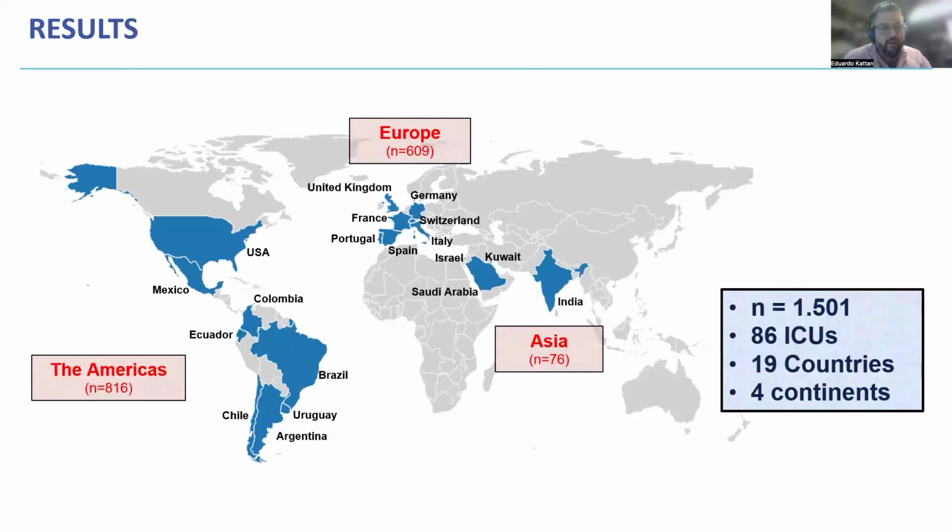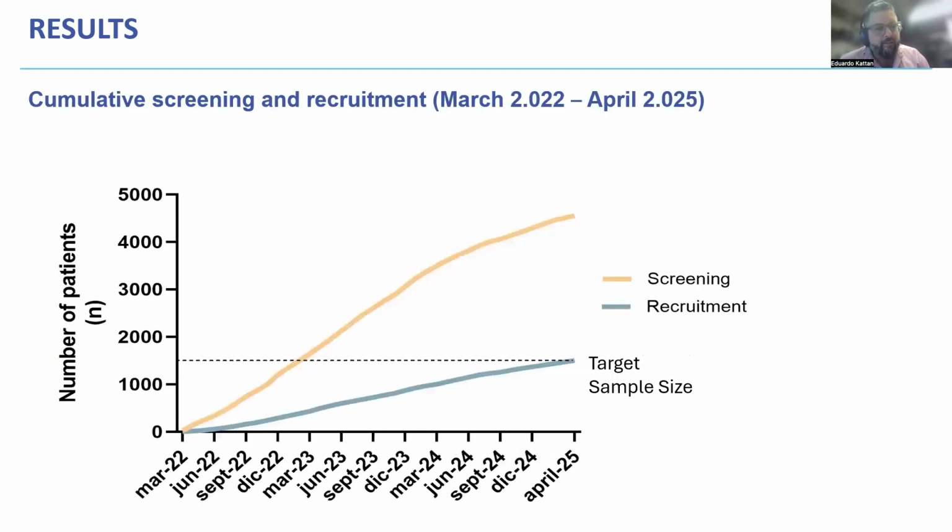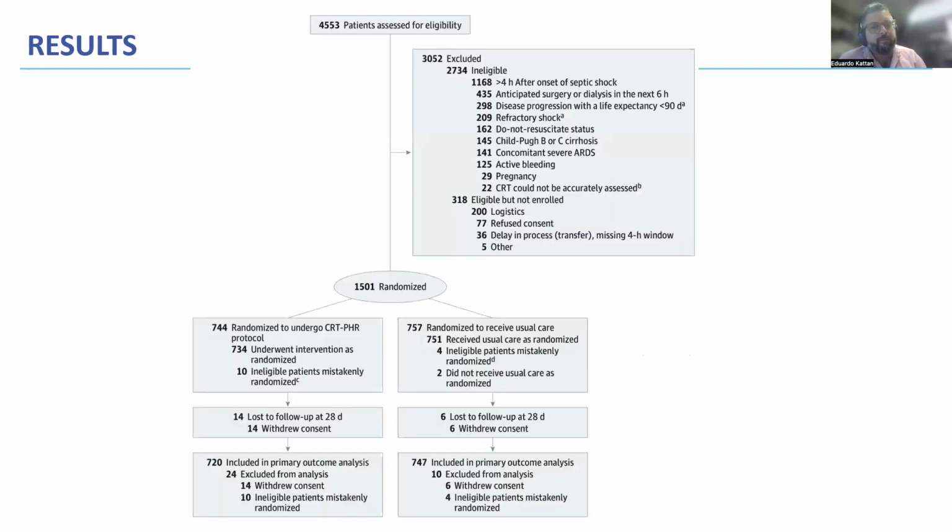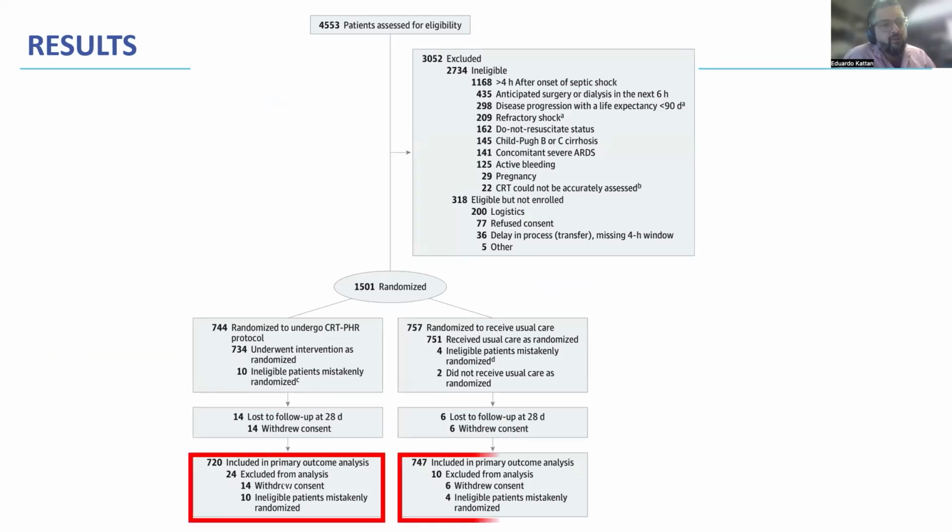Now to the results. We recruited 1,501 patients from 86 ICUs, 19 countries, and 4 continents, including North America, South America, Europe, and Asia. This was recruited for almost 3 years and 2 months, and we had a ratio of patients screened to randomized of 1 to 3. This is our CONSORT flow chart. 4,500 patients were assessed, and 1,501 were randomized, and finally, 720 were included in the primary outcome analysis for the intervention group, and 747 to the control group.